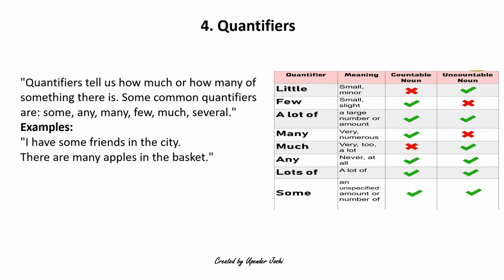Fourth type is called quantifiers. Quantifiers tell us how much or how many of something there is. Some common quantifiers are some, any, many, few, much, several. Examples. I have some friends in the city. There are many apples in the basket.